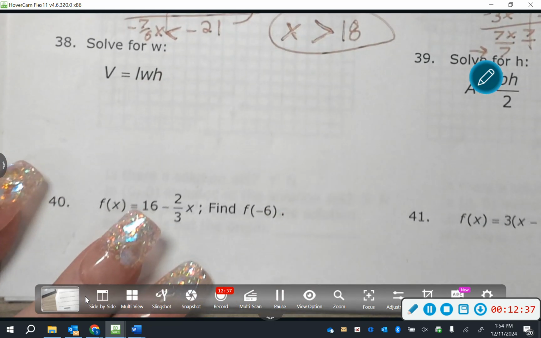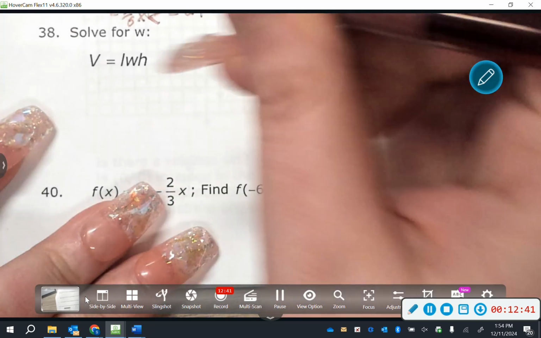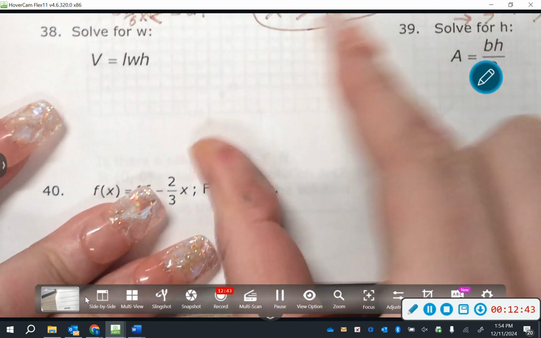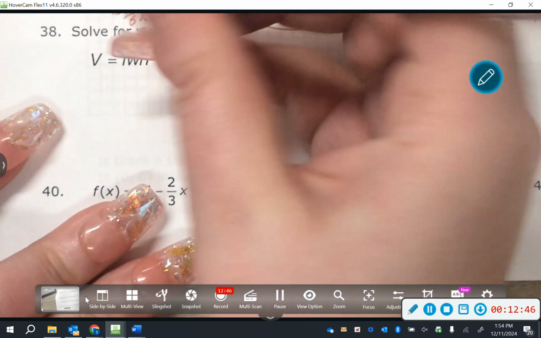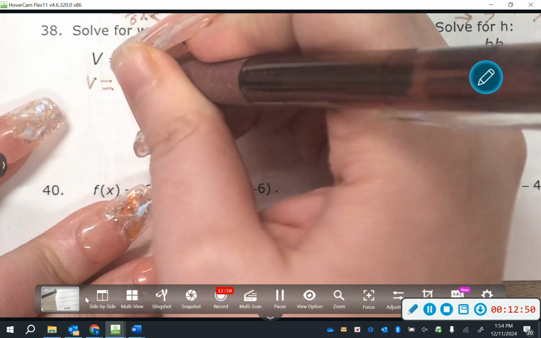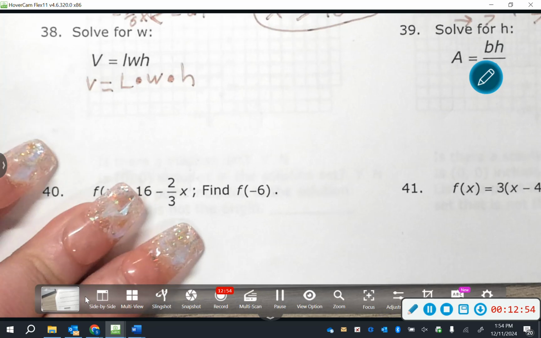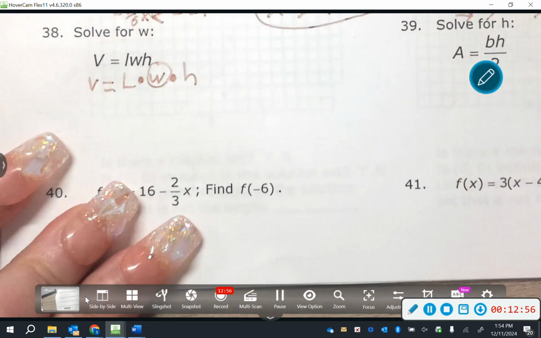For number 38, we are solving for w. We need to get that w by itself. If something is squished together like that, that means they are multiplying. So right now we basically have V equals the length times the width times the height. We need to get this w by itself.